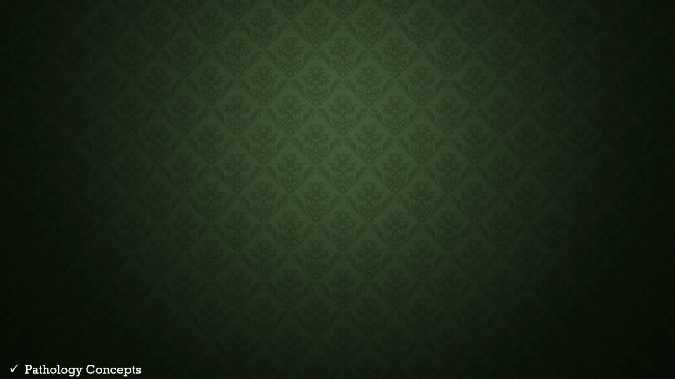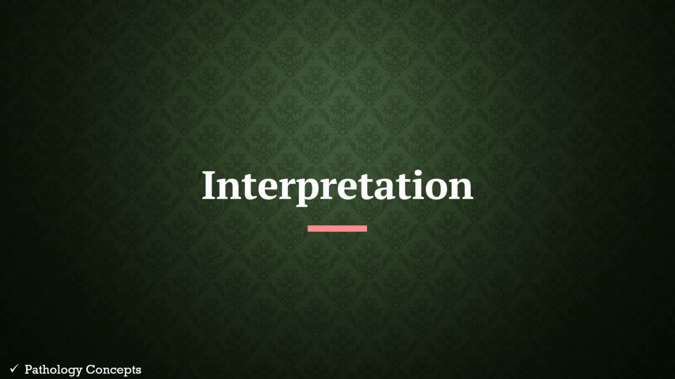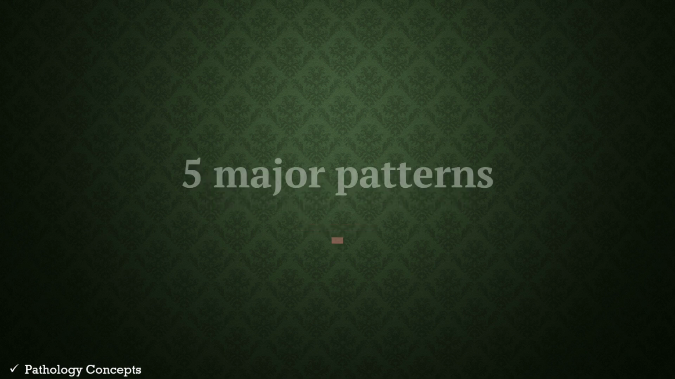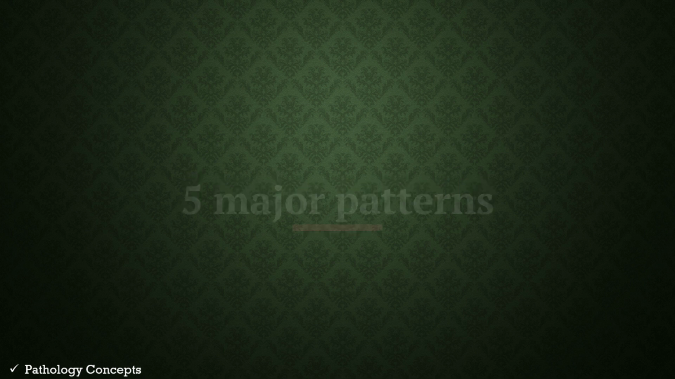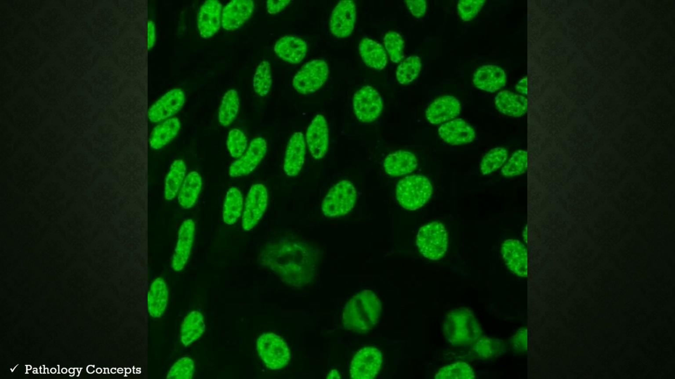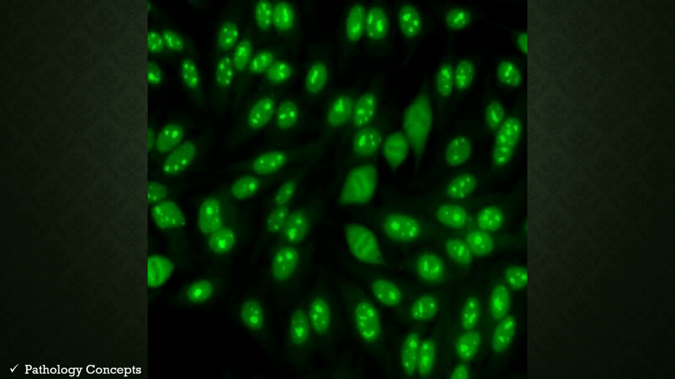So in this video we have seen how to perform an indirect immunofluorescence assay for ANA screening. Now let's focus on the interpretative part. Autoantibody binding with nuclear antigen results in 5 major patterns. They are homogeneous, speckled, centromere, nucleolar and nuclear dots.